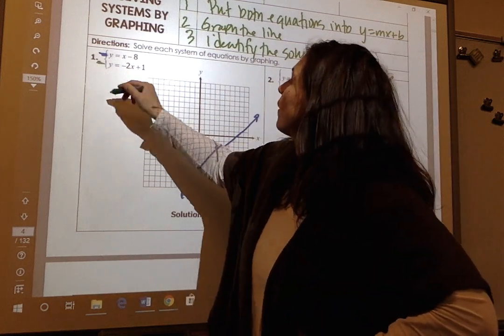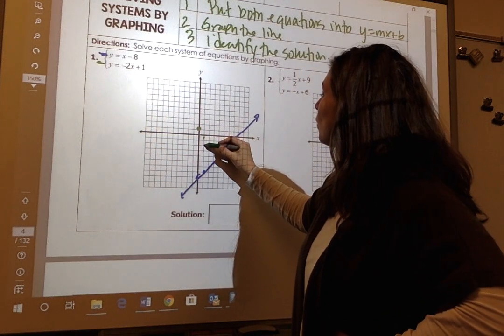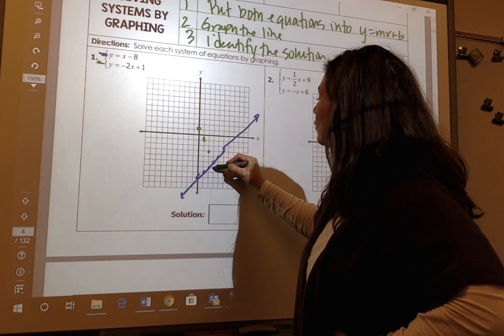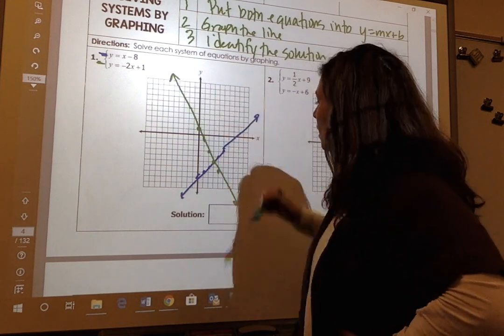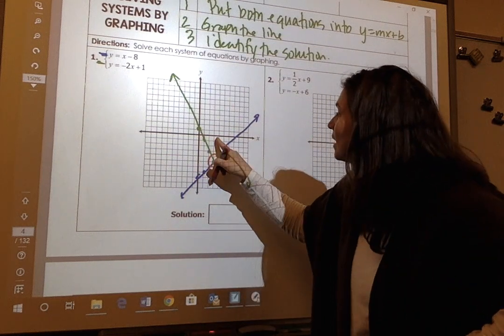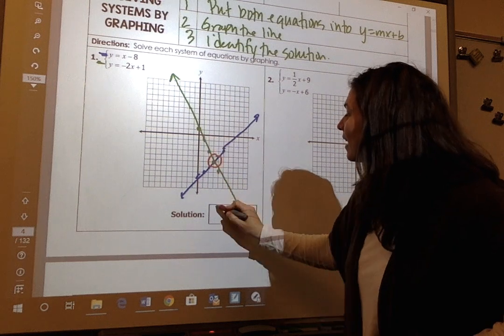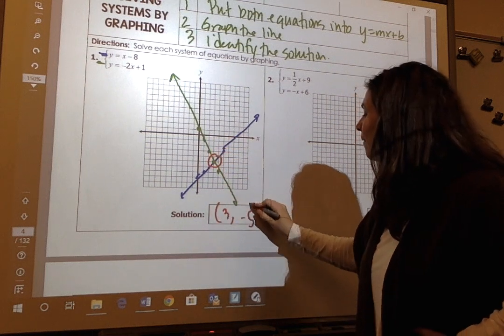And then in green, I'll graph that one. My beginning point's 1, and my slope is down 2 over 1. And when I graph that, I can look, and where do they intersect? It is at this point. So that coordinate point is x is 3, my y value is -5.